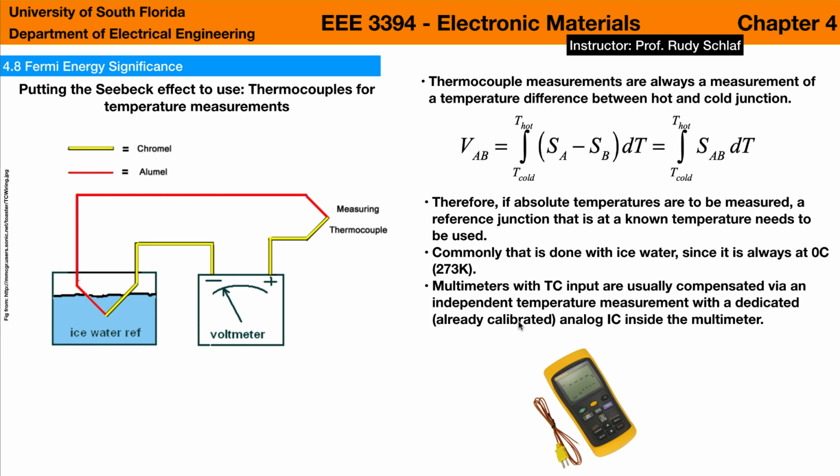It's interesting to note that when you buy a multimeter that has a thermocouple input, there the calibration is usually done with a calibrated analog integrated circuit that's inside the multimeter and measures the ambient temperature.